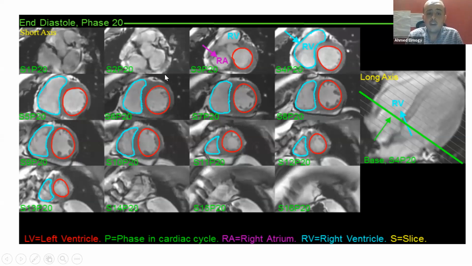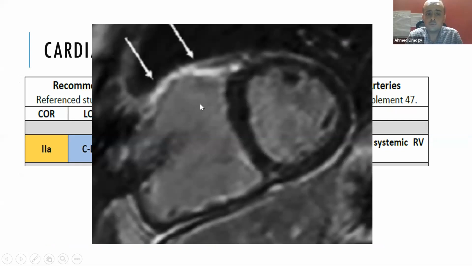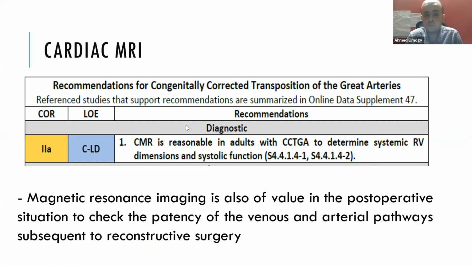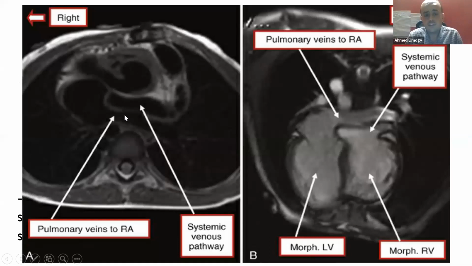And if there is scarring of the right ventricle, it can also be detected by late gadolinium enhancement. And of course, it's very important in post-operative evaluation to check the patency of venous and arterial pathways. This is just for illustration, in which this patient had an atrial switch. And these are the pulmonary venous baffles, and you can assess the anatomy, it's patent.